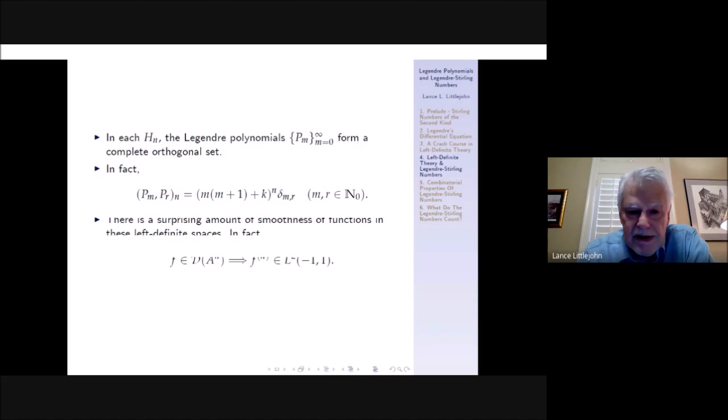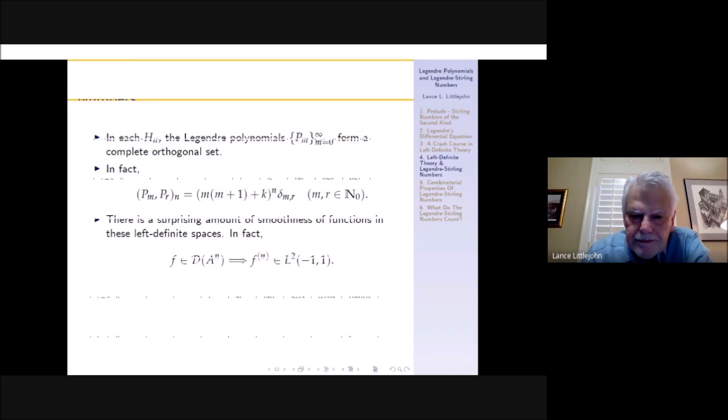Now here's something that really kind of blew me away. There's a surprising amount of smoothness for functions that belong to these left definite spaces. In fact, if I take an f in the domain of the nth power of my original Legendre self-adjoint operator, that tells me that the nth derivative of f is L2. That's an incredible amount of smoothness. It's just something special about these polynomials that generates all this smoothness in these left definite spaces.